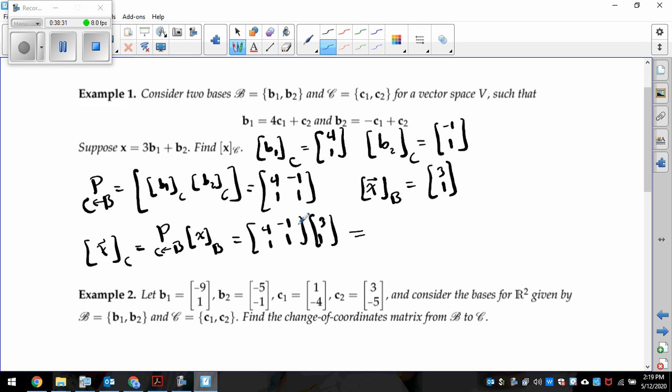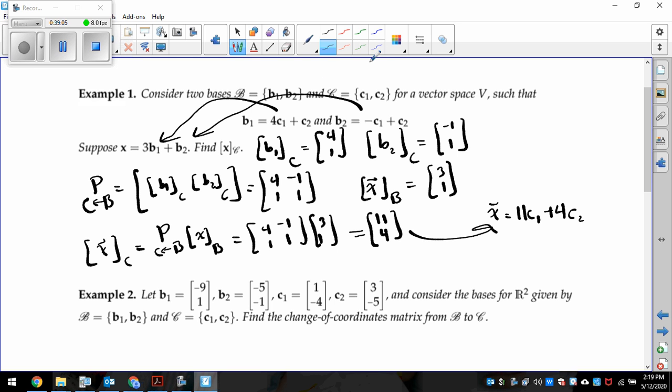So let's see, what do we get here? That's going to be 12 minus 1, or 11, and 3 plus 1 is 4. Okay, so this is the C coordinates of x. So x equals 11C1 and 4C2. So that's what these coordinates imply, that we have 11 of the first vector and 4 of the second vector.